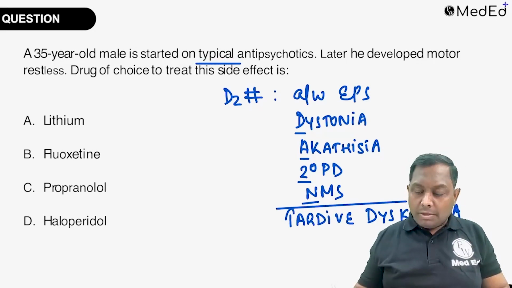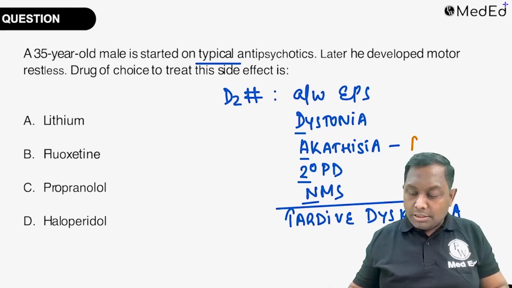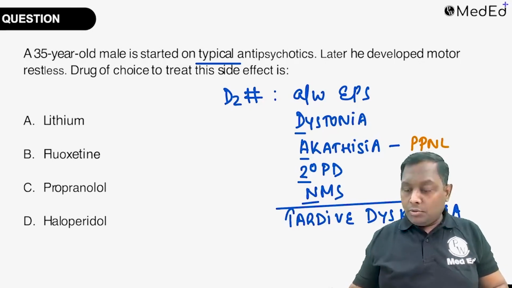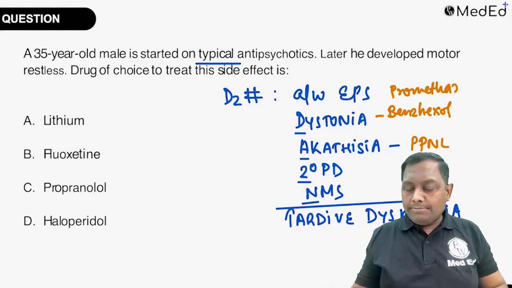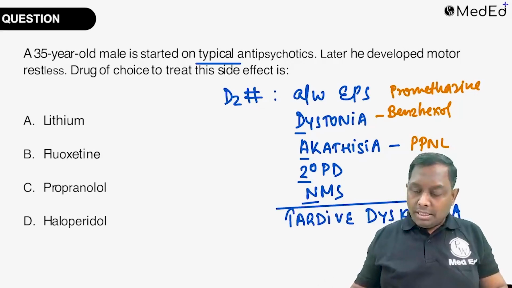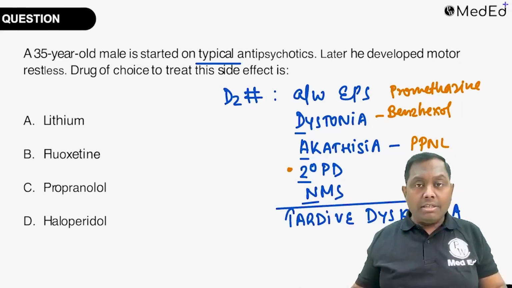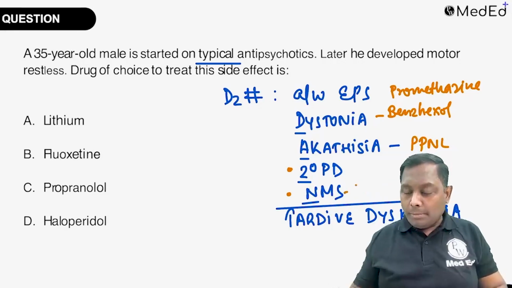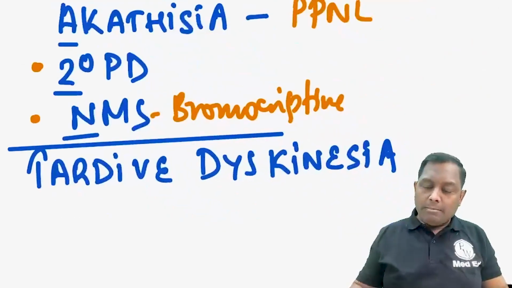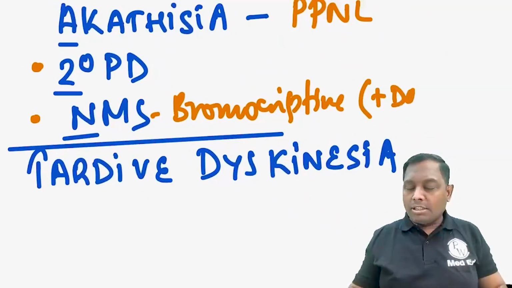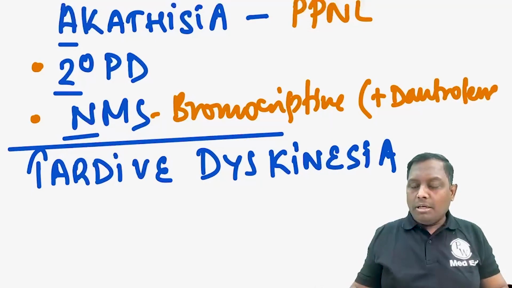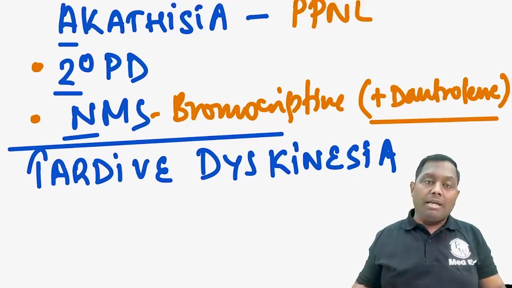Drug of choice, so they are mainly talking about akathisia, because the drug of choice for akathisia is going to be propranolol. For dystonia we can use a centrally acting anticholinergic drug like benzhexol, or we can also utilize drugs like promethazine. Likewise, the same kind of drug we can use for secondary Parkinsonism, and for neuroleptic malignant syndrome we can use a specific antidote, that is bromocriptine, and along with bromocriptine we can even add dantrolene as well. But the specific antidote is bromocriptine for neuroleptic malignant syndrome.